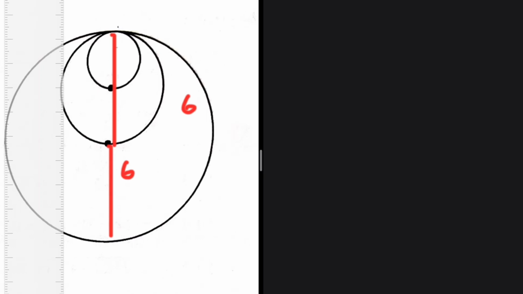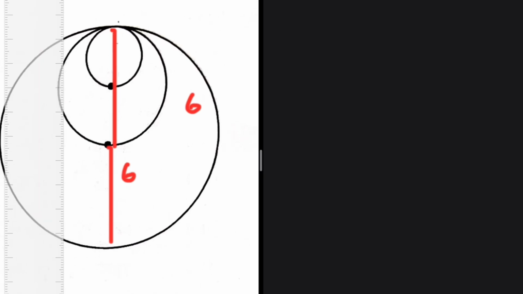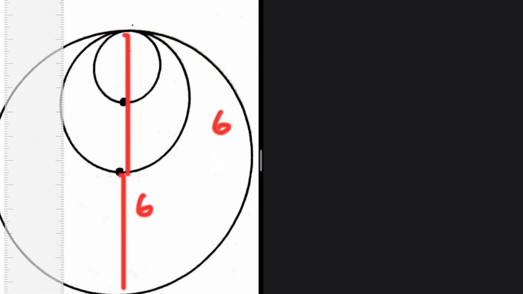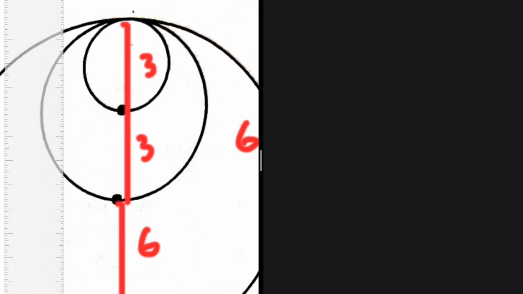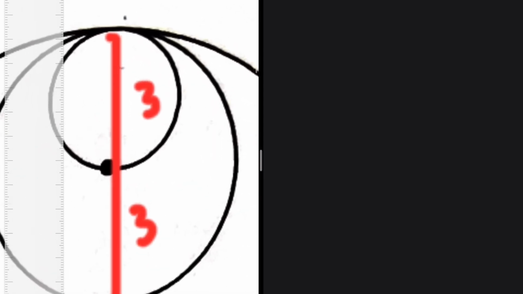And then let's take a look at the second smaller circle. The second smaller circle should therefore have a radius of 3, right? We're going to have 3 here, and then we're going to have 3 there. And then now let's come to the smaller circle. So the smaller circle, it has a diameter of 3. So the radius, let me just put a dot here.